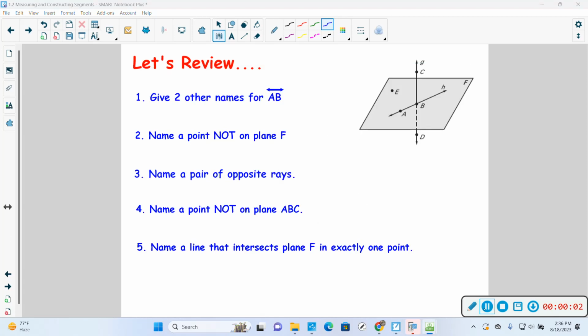Let's see how we did here. Okay, two other names for line AB. Well, probably the easiest, most generic thing to start with, let's just flip it to BA. I haven't even looked at the picture. I probably should look at the picture now. Okay, AB. Well, the only other thing on the line is H. So I have to write the word line, and then I can use that little lowercase h.